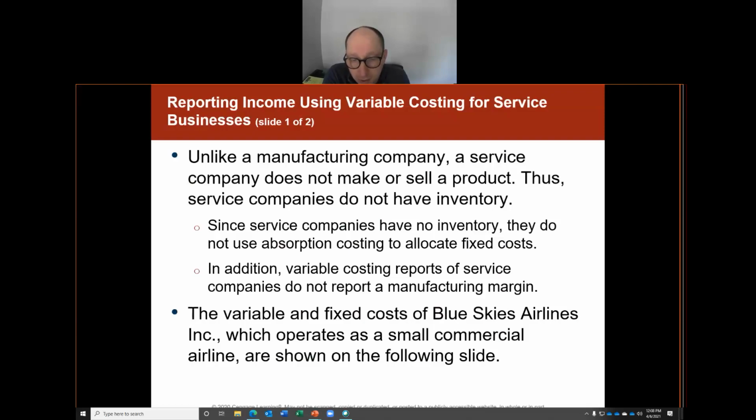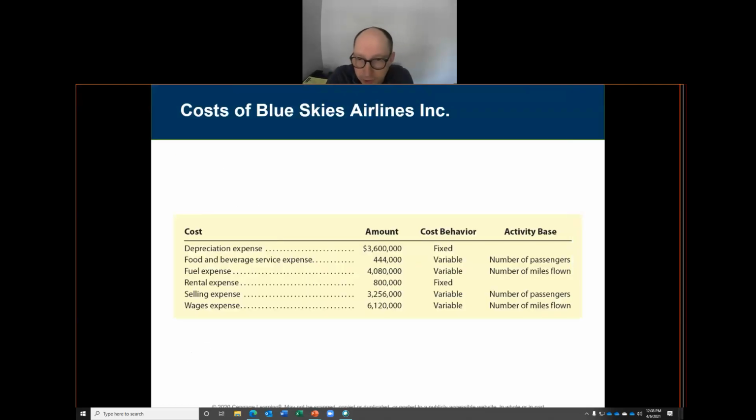You could use a variable costing report to help you identify your variable and fixed costs. That will help you to better manage them. So, for example, if we have an airline, which is a service business, as you know, we have variable and fixed costs. Depreciation expense is fixed. Rental expenses are fixed. Then we have variable costs like food and beverage, fuel expenses, selling expenses, and wages expenses. They're all variable because they're based on the level of output or the number of flights.